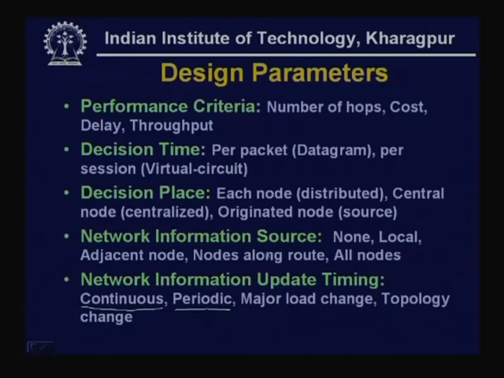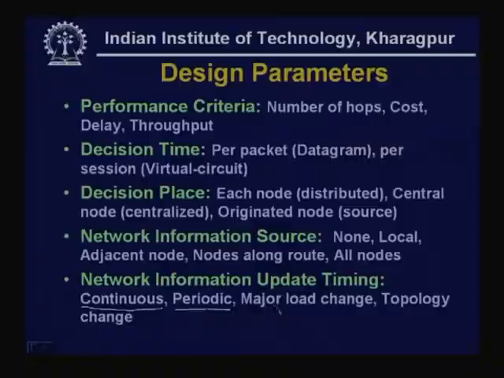Or it can be that whenever some major load change is taking place, only then it makes a change in the routing algorithm. So, whenever there is a major load change or topology change, there is a change in the network topology, then only the network updates information and changes the routes accordingly. So, we see that these are the various design parameters which should be used in developing routing algorithms.